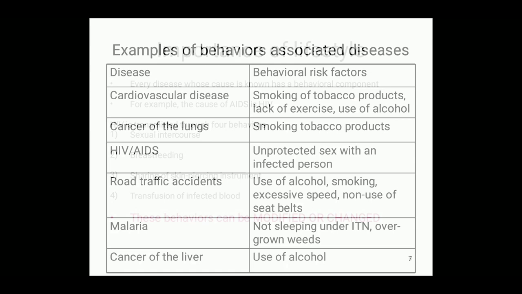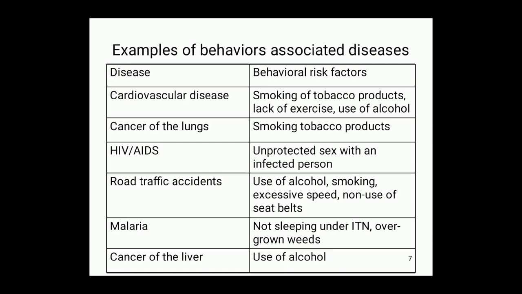So I have here examples of behaviors that are associated with diseases. For cardiovascular disease, that is disease affecting the heart, the behaviors that lead to this disease include smoking of tobacco products. When I say tobacco product, this includes cigarettes, it includes chewing of the tobacco product or sniffing it. Also, lack of exercise and use of alcohol are other behaviors that are associated with this disease. When you talk about the cancer affecting the lungs, we know that smoking of tobacco product is the behavior that is related to that disease. I've already talked about HIV/AIDS, so we know those behaviors that are associated with this disease.